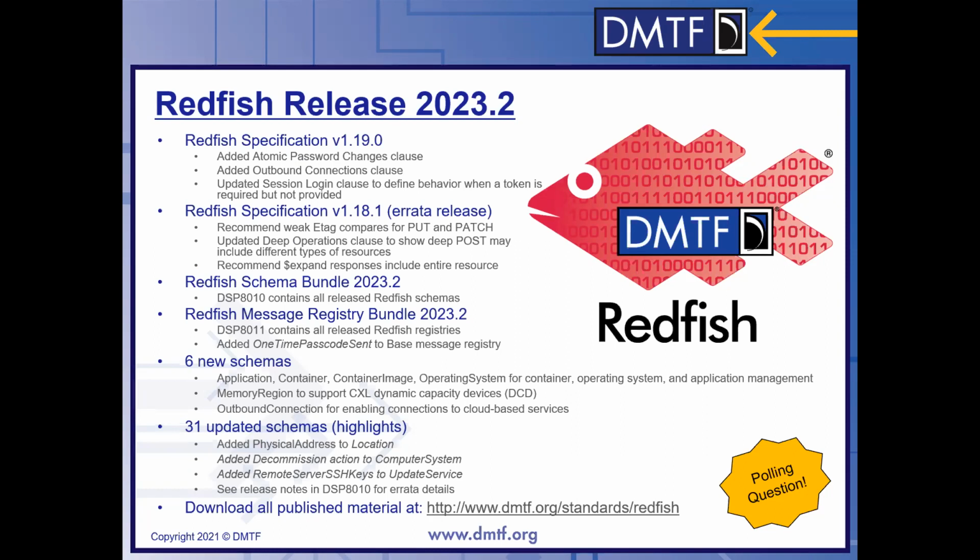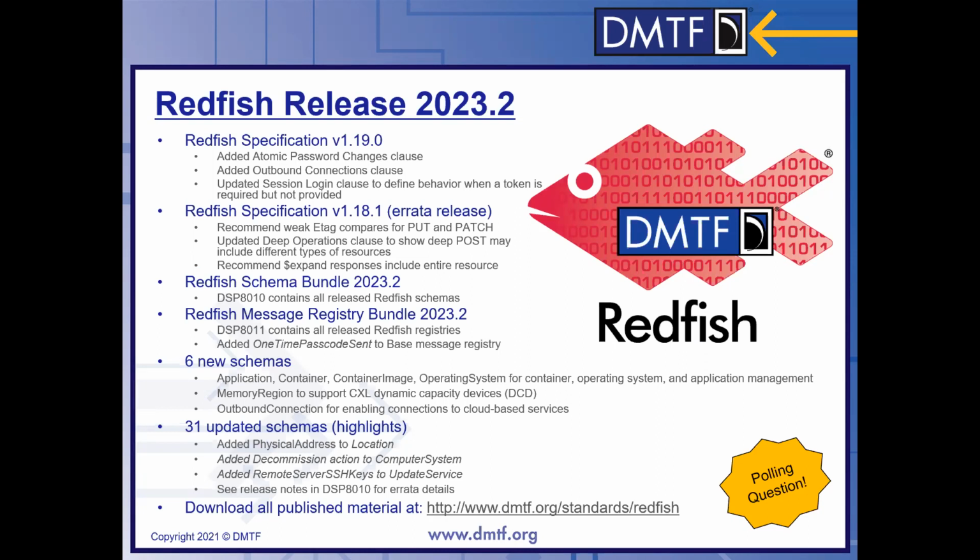We did have some errata fixes in the Redfish spec. We clarified some usage of ETags for PUT and PATCH. We clarified some of the examples in our deep operations clause to show that a single POST operation can have many different resources of different types within it. We also clarified that the expand query parameter really should include the entire resource, not just pieces of the resource.